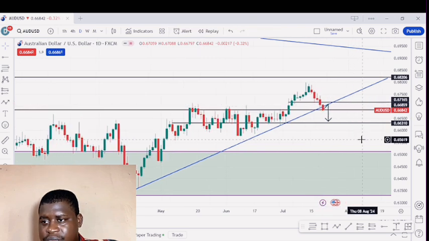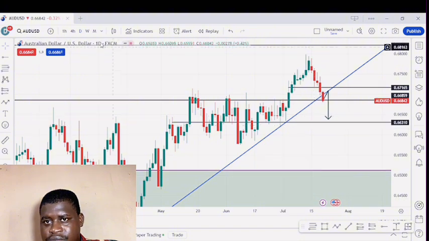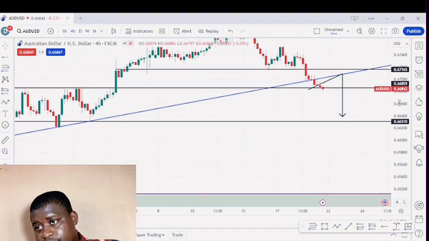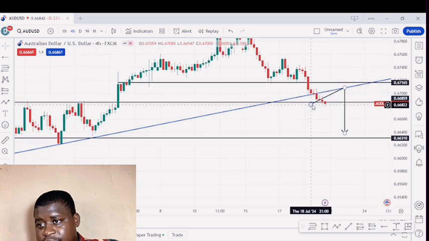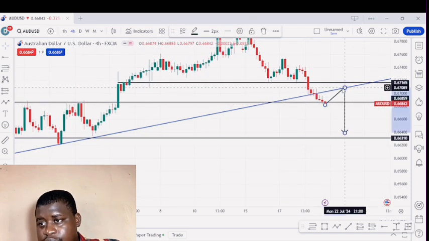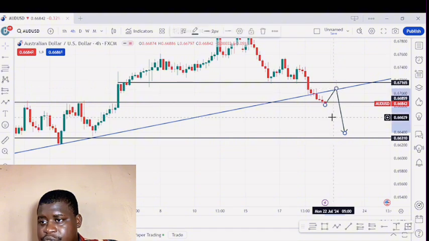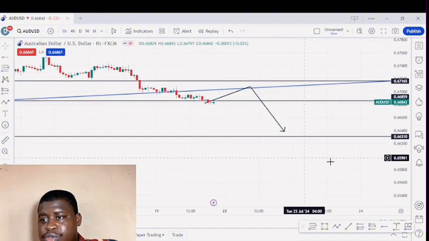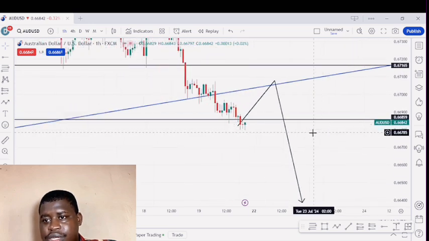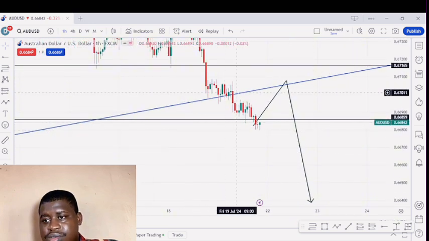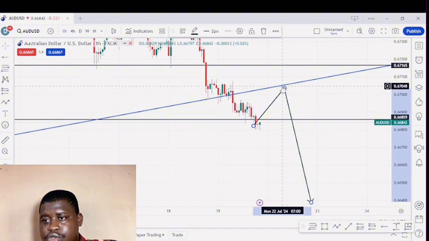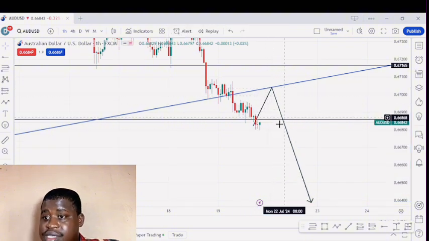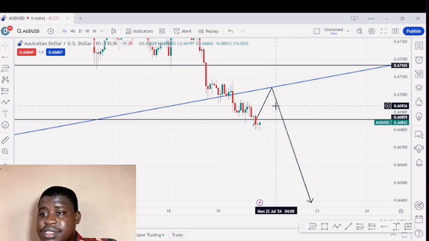I'll be waiting for a retest because it has not successfully closed. So wait for a retest to happen. So I think the market will come back here to retest this. So once the retest happens, then you can take advantage of it. So I think the market might retest.